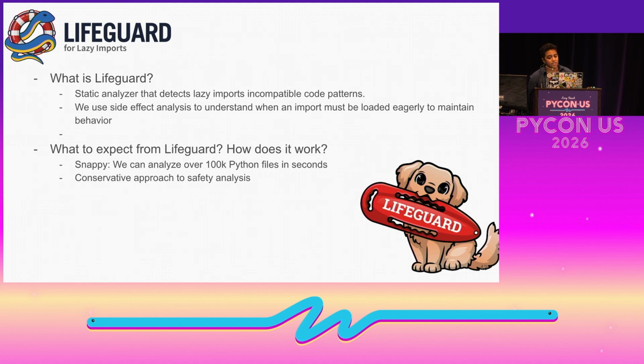It uses side effect analysis to understand when a module must be loaded eagerly to maintain existing behavior. Lifeguard is built in Rust on top of the Rust AST and borrows some core data structures from Pyrefly, so it's lightning fast. We can analyze well over 100,000 files in seconds.